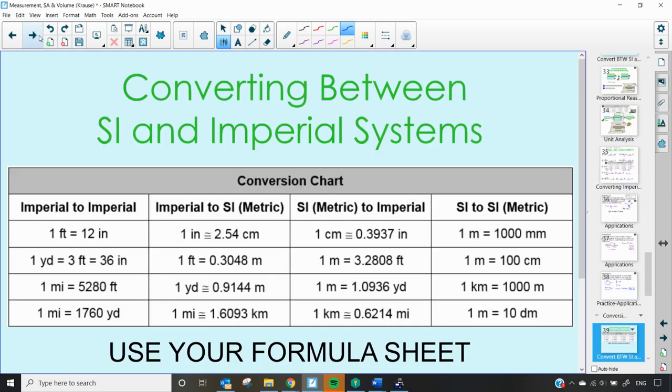All right, moving on to some conversions between systems. When we're converting between the SI system and the Imperial system, we do the exact same thing. We're still looking at our conversion chart. We're still using proportional reasoning or unit analysis. We can also use the bigger to smaller concept, but sometimes when we're converting between systems, it's hard to know which one's bigger or smaller unless you're familiar with both systems.